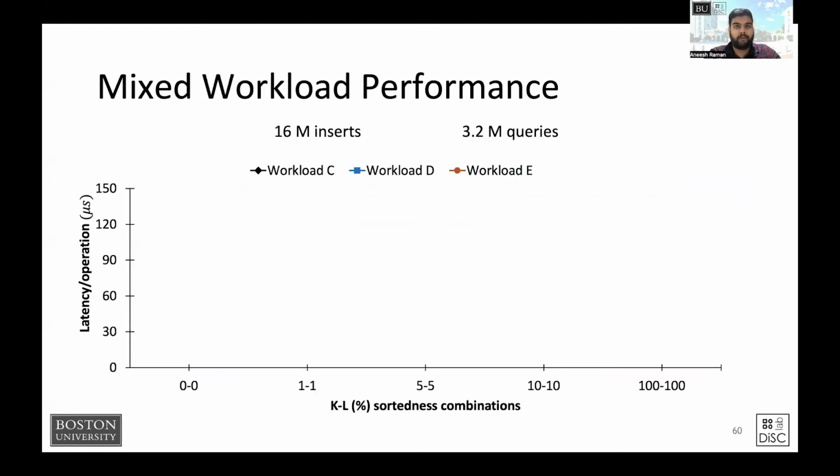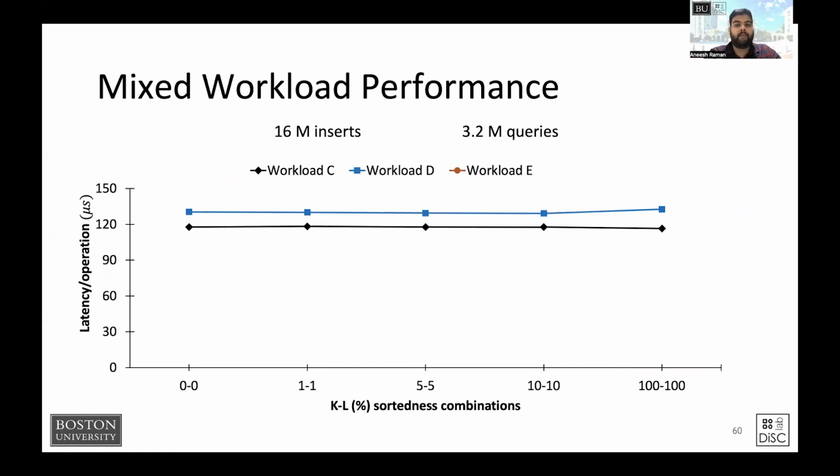Moving over to the mixed workload performance, here again, we plot the latency per operation of the mixed read-write phase on the y-axis, while the x-axis has a reduced subset of KL sortedness combinations to just simplify the process. The performance of workload C is denoted by the black line, whereas that of workload D is shown by the blue line, and that of workload E by the red line. Again, for all the three workloads, when we compare their performance for the different sortedness combinations, we see no significant difference. So here we can conclude that Postgres using a B-tree index does not offer any kind of advantage when ingesting differently sorted data.